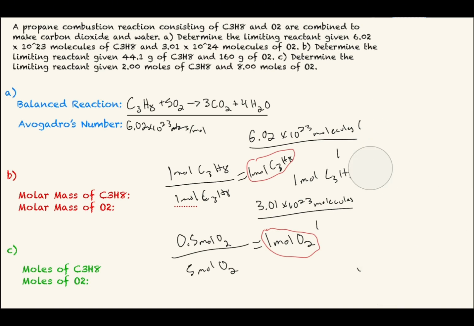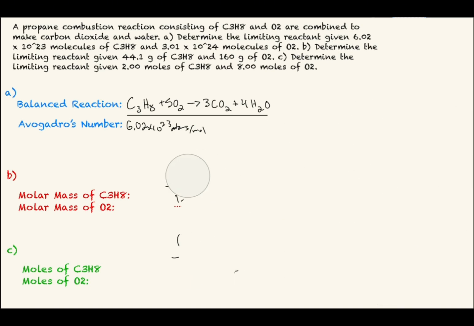And now we're going to have to do the molar mass version of this problem. So first we need to know the molar mass of C3H8, and that's just propane, right? And so that's just going to be 44 grams per mole. And then the molar mass of O2 is just going to be 16 times 2, which will be 32 grams per mole.